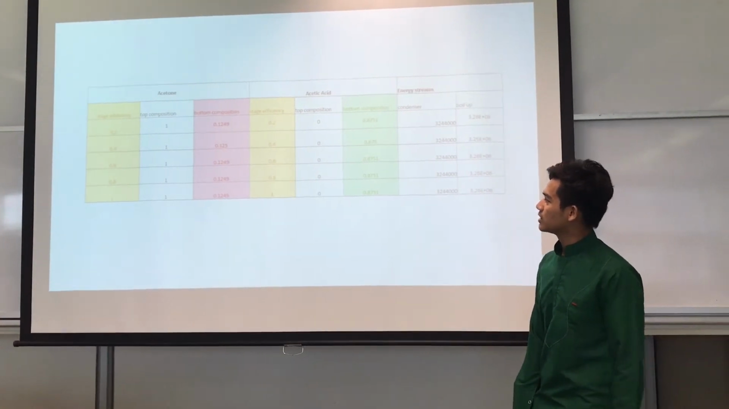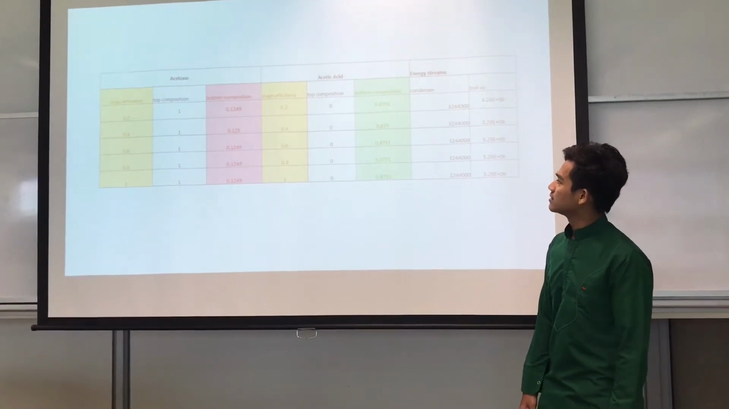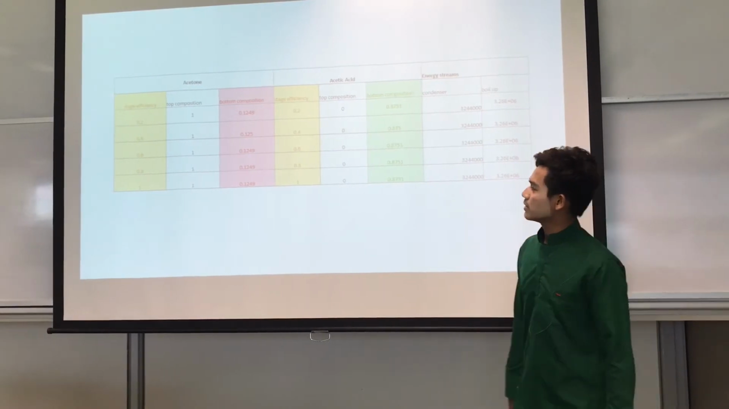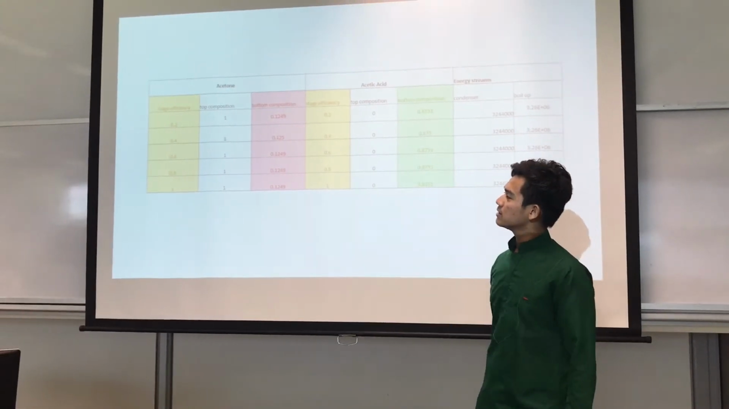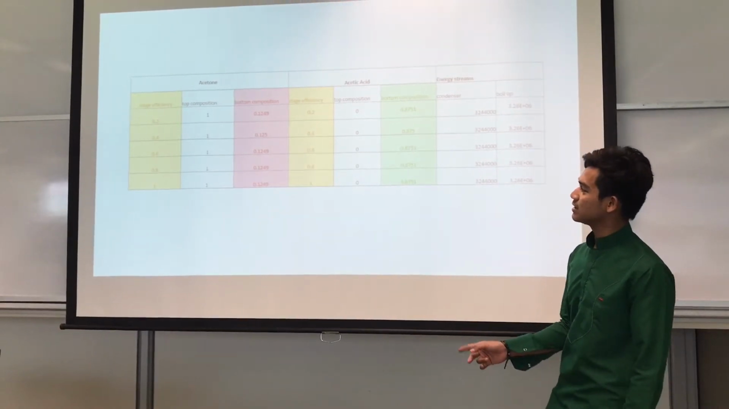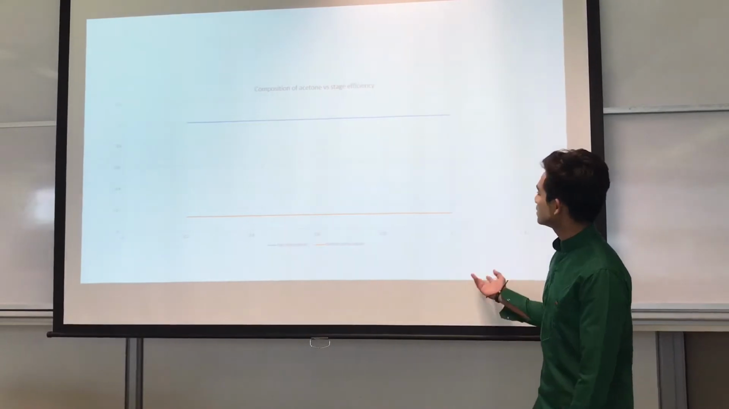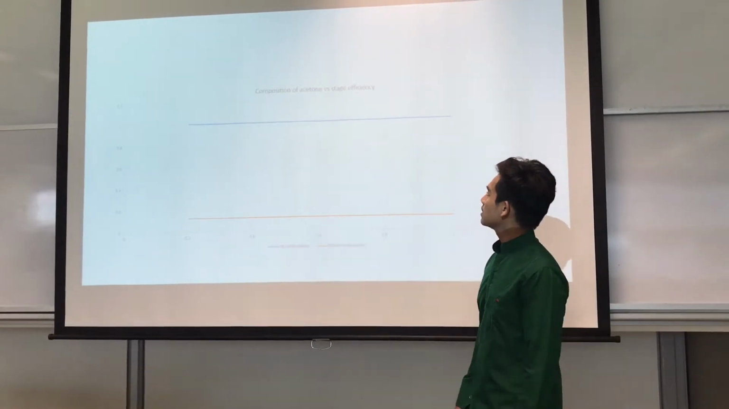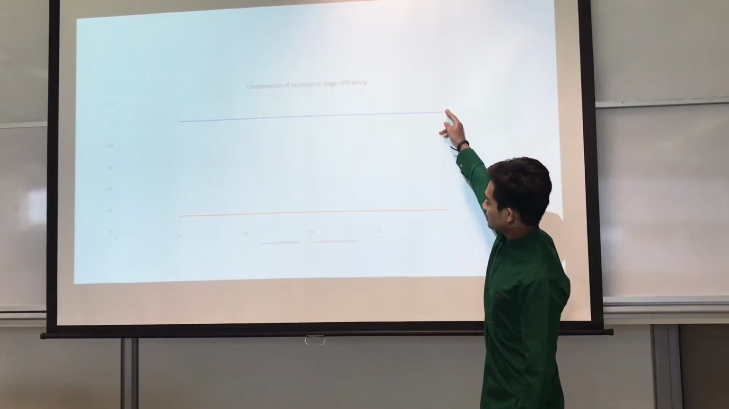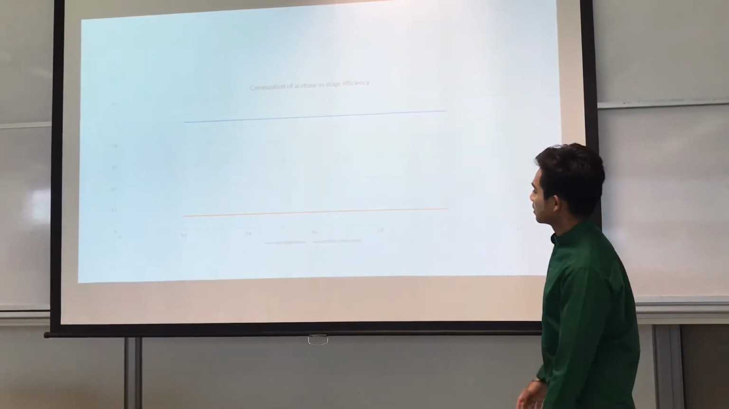Today I want to explain about the stage efficiency and the composition of acetone and acetic acid. As we can see, we have chosen stage efficiencies of 0.2, 0.4, 0.6, 0.8 and 1. Below we can see the graph of the composition of acetone versus the stage efficiency. The blue one is for the top composition and the red one is the bottom composition.